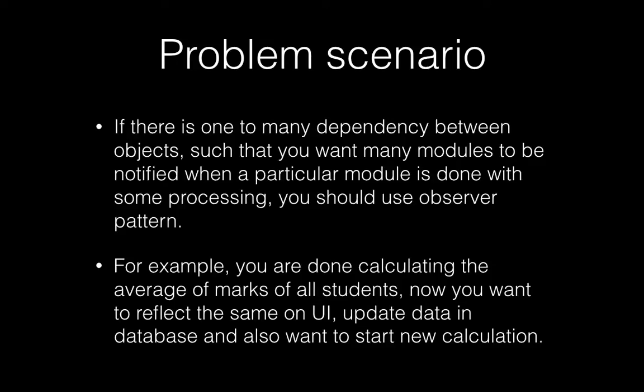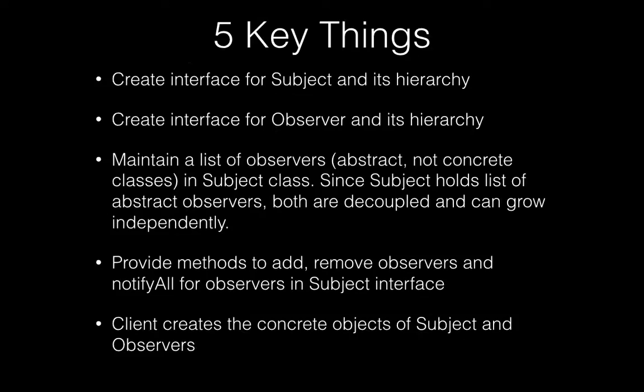So let's say for example you have a class which calculates the average of marks of all students, and now once the calculation is done you want to reflect this average on UI, or you want to update this in database, and depending on this, let's say you want to start a new calculation. So in such case, because here is a one to many dependency, you should be using observer design pattern. So let's see 5 key things about implementing the observer design pattern.